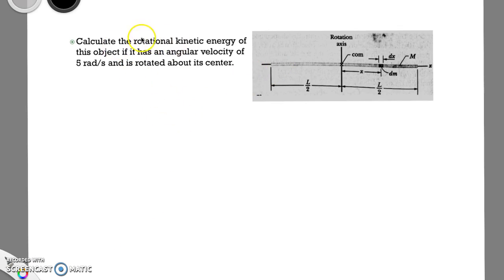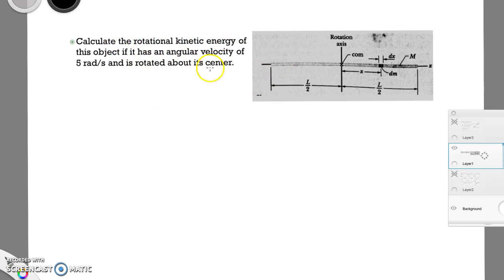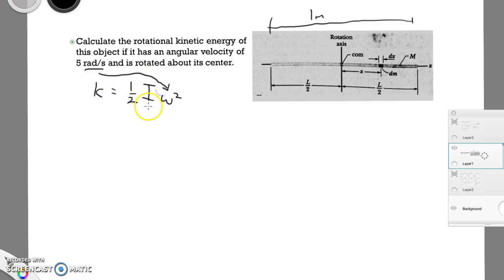Okay, for this next one, we're going to find the rotational kinetic energy of a rotating, say, meter stick. It has an angular velocity of 5 radians per second. Let's say it's a meter stick, so it has a length of 1 meter. We're going to say this is a uniform rod being rotated about its central axis, and we want to find its kinetic energy. The kinetic energy is going to be 1/2 I omega squared. We know that omega is equal to 5. We need to know what I is. Well, that's where our handy table comes in.